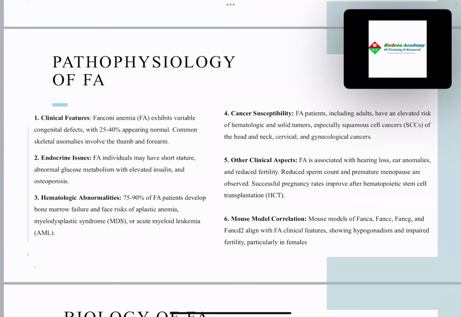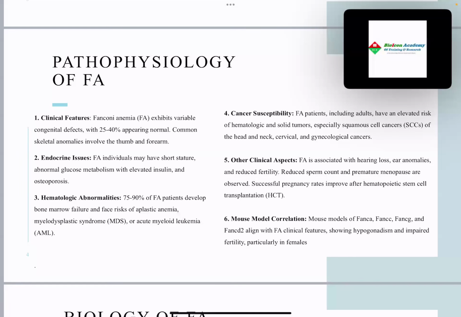Physiology of FA. Clinical features. Fanconi anemia exhibits variable congenital defects, with 25 to 40% appearing normal. Common skeletal anomalies involve the thumb and forearm. Basically, what happens in this condition is that a person's thumb and forearm are usually shorter than the normal thumb and forearm size.